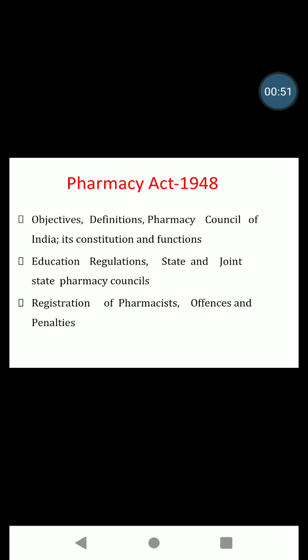The next part is the registration of pharmacists, meaning the pharmacist whose name is entered into the register, and afterwards the name can also be removed. Then we discuss the offenses and penalties. So we start our new chapter.